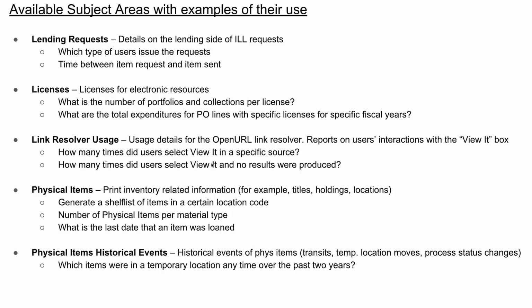Physical item subject area is where you would report out information about your print inventory. Different than physical items, historical events. An event is a physical item. Historical event is a record of a process change for a physical item. For example, when it went into a work order and out of the work order, when it went in or out of a temporary location, that type of thing.